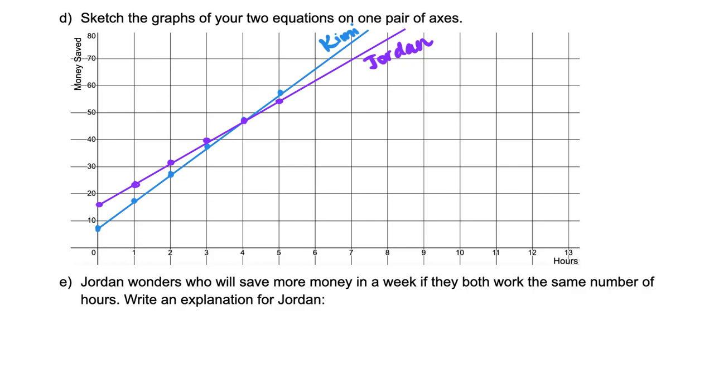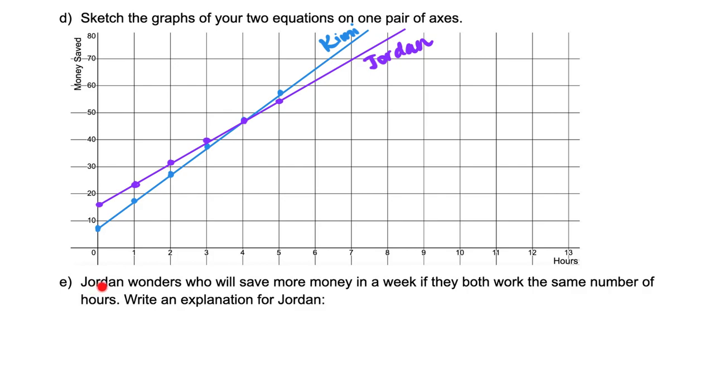What this is showing us is right here, Jordan is making more money. So from 0 hours until 4 hours, Jordan is saving more. But after 4 hours, he starts making less than Kimmy because of the higher amount per hour that she's making. And so that's when Kimmy starts being able to save more, if she works more than 4 hours.